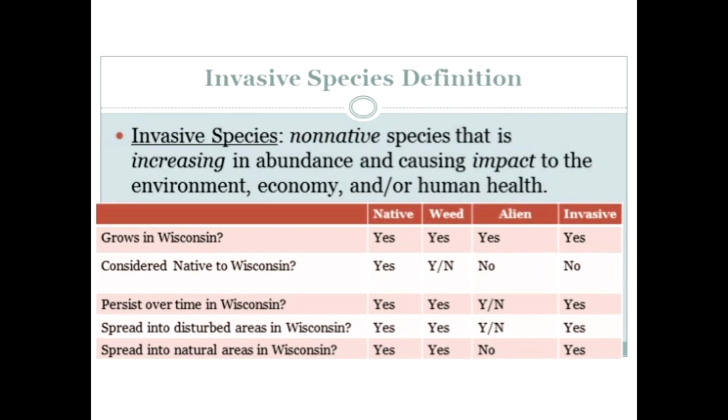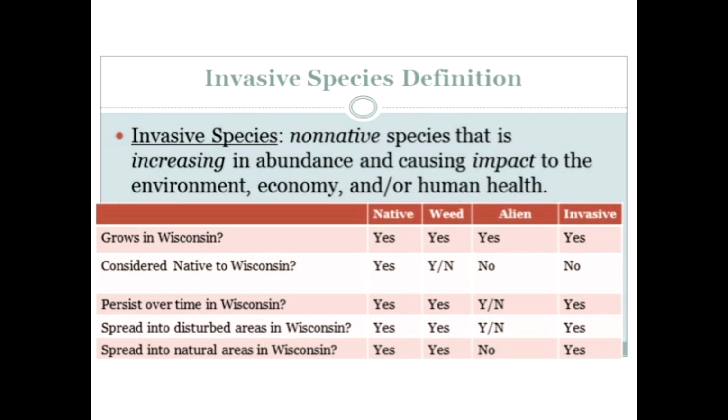So the definition I like to use for invasive species is a non-native species that is increasing in abundance and causing impact to the environment, economy, and/or human health. You could modify that slightly to say it's causing, or is believed to cause, or has the potential to cause impacts. There are species that aren't causing impacts yet, but we suspect that they will in the future, and those fit that definition of invasive species as well.